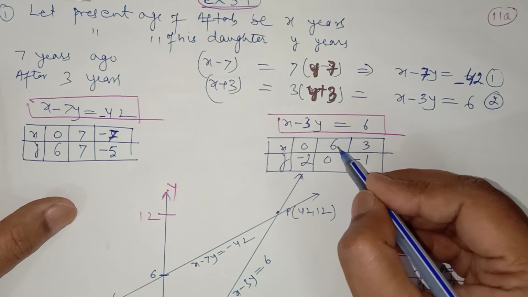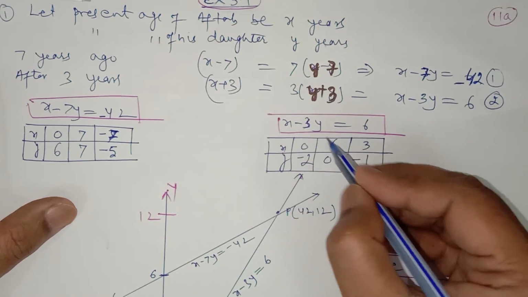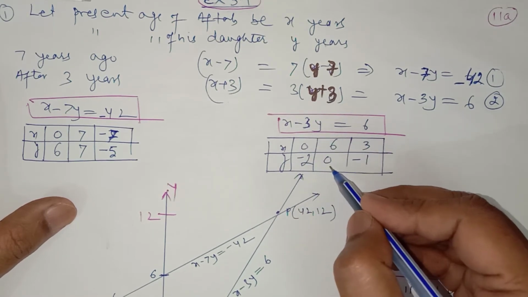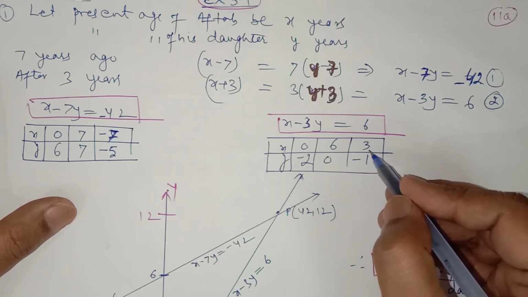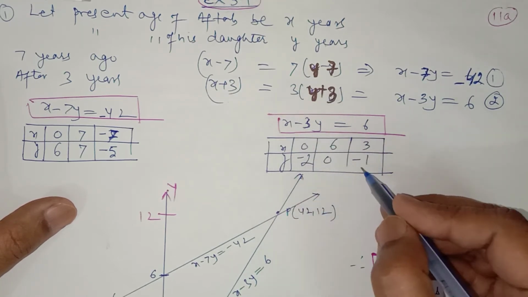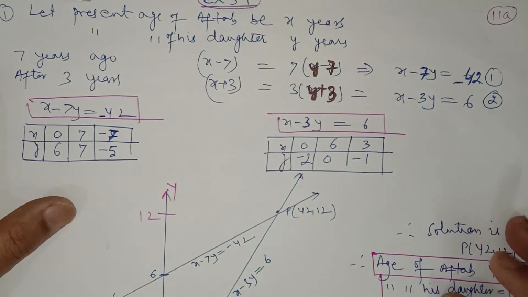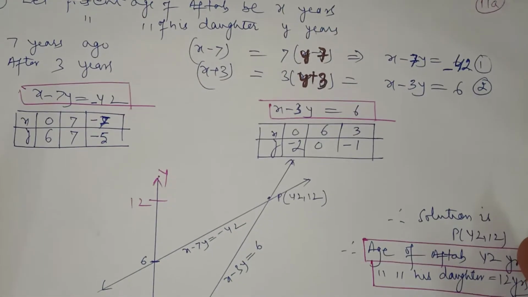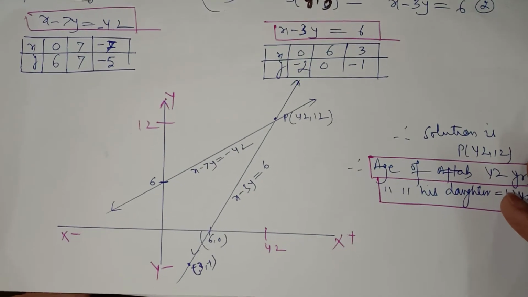If you take x is equal to 6, the value of y will be equal to 0. And similarly, if we take x is equal to 3, then we get y as minus 1. Now you draw these points on the graph paper.